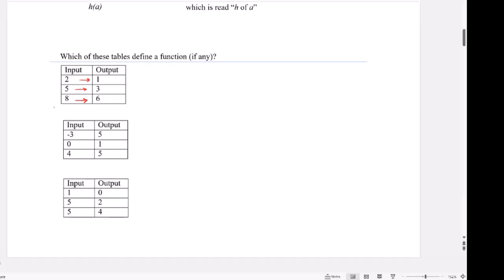So if I were to write it a different way, which maybe would be easier for us to understand, maybe not for this first one, but for the ones coming up. And I only want one of each of the values. Okay. So again, I input 2, out comes 1. I input 5, out comes 3. I input 8, out comes 6. Okay. For every input, there's a different value for my output. So this is a function.